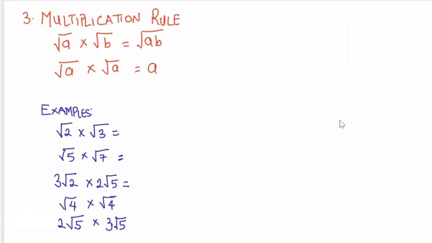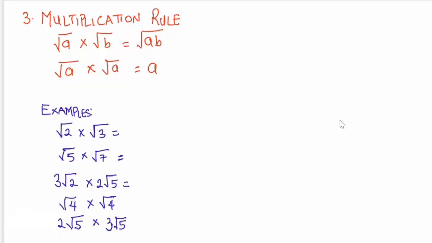So the third rule we are going to look at is the multiplication rule. This rule is different from the addition and subtraction rule, which we looked at earlier, in the sense that for addition and subtraction, you can add or subtract if they are similar, but you cannot add or subtract if they are different.